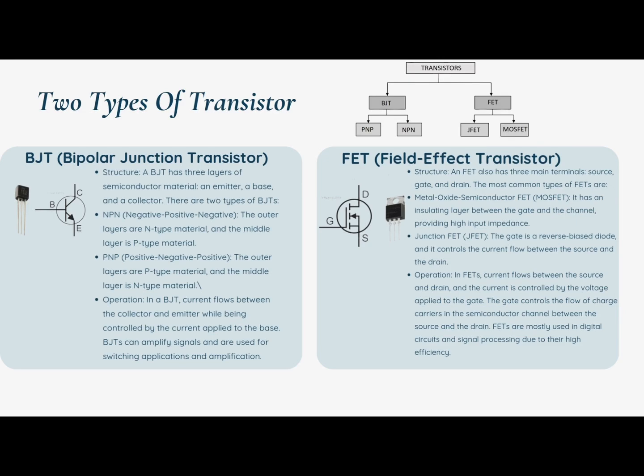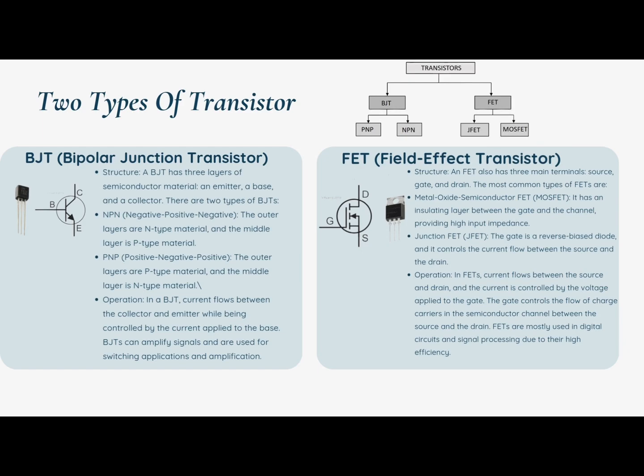Next is FET, or field effect transistor. An FET has three main terminals, such as source, gate, and drain. The most common types of FETs are metal oxide semiconductor FET, or MOSFET. It has an insulating layer between the gate and the channel, providing high input impedance. And junction FET, or JFET.